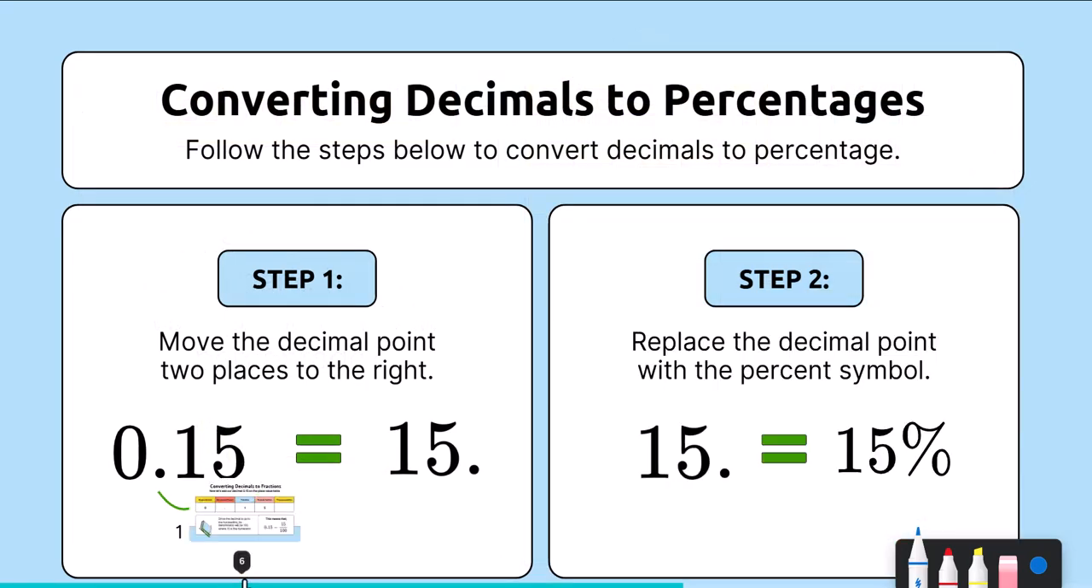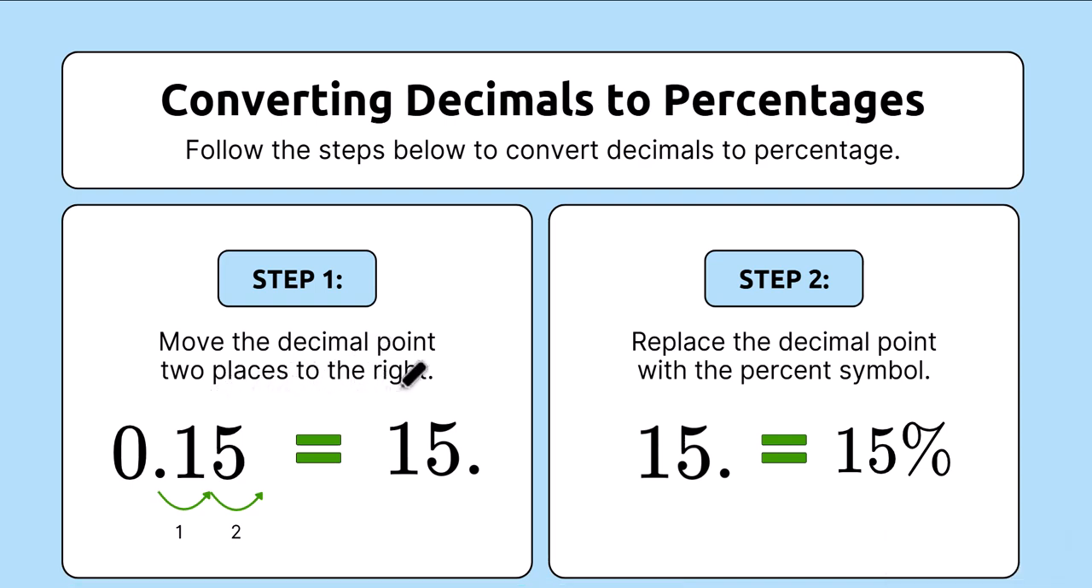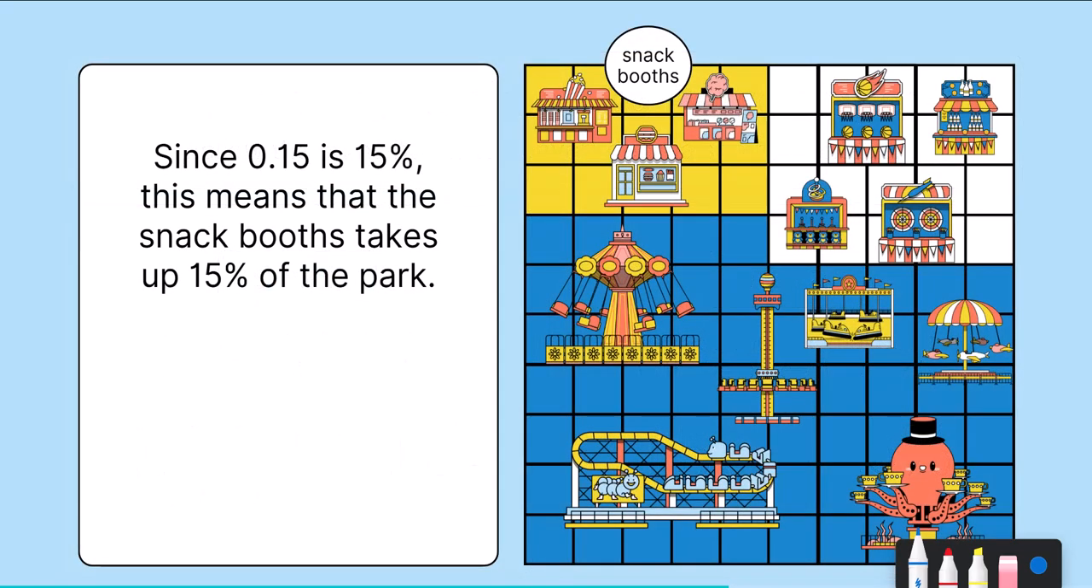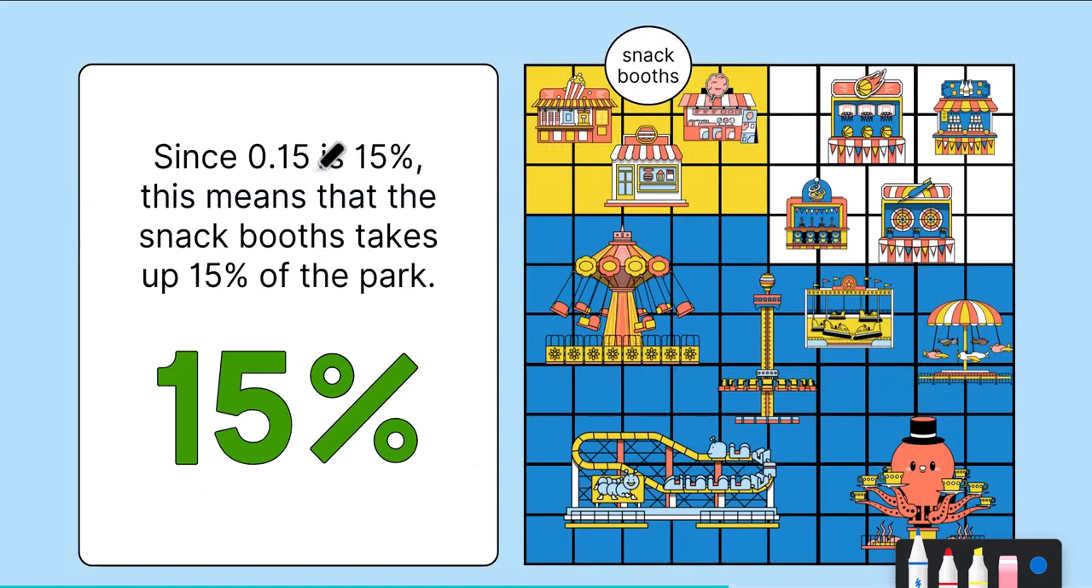Let's solve it. First, you need to move the decimal point 2 places to the right, like this. Replace the decimal point with the percentage symbol. Now it is 15%. Since 0.15 is 15%, this means that the snack booths take up 15% of the park.